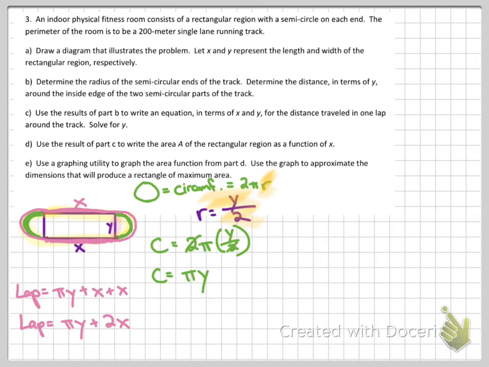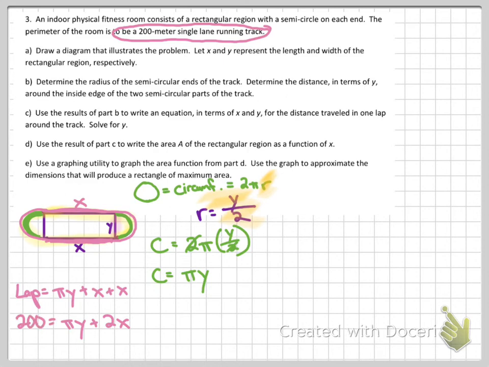But then it says solve for y. So lap is not something I can solve for. So we need to go back. What do we know about a lap? Well, up here, a lap around the room is 200. So instead of lap, and I'm running out of room, so I'm going to erase lap. I'm going to write 200.